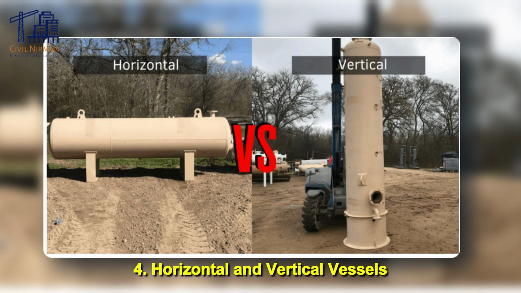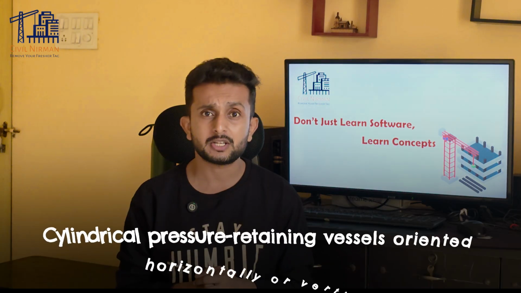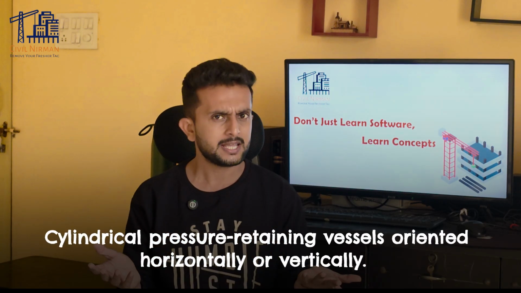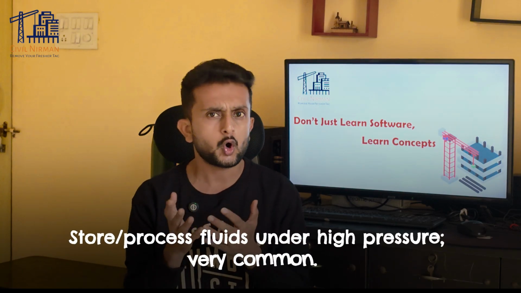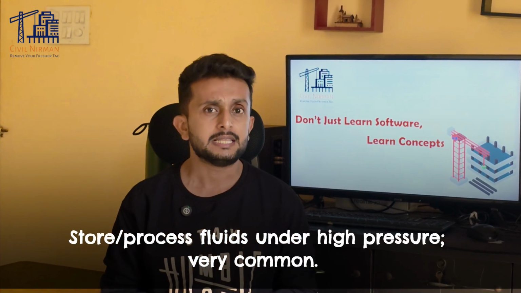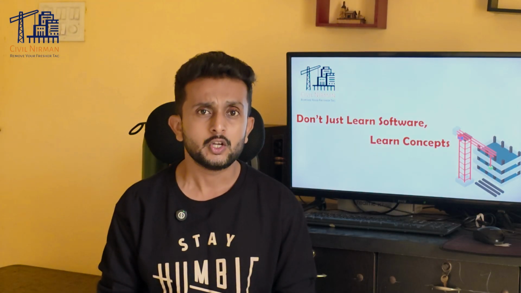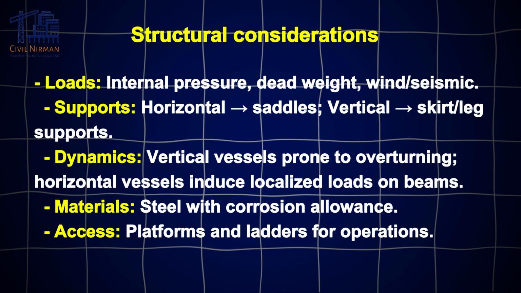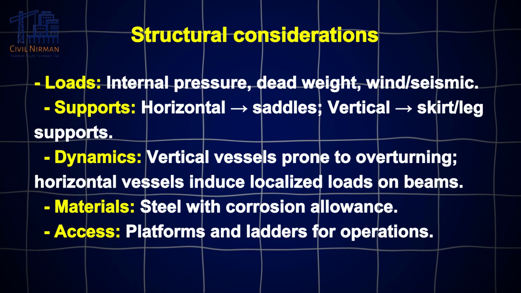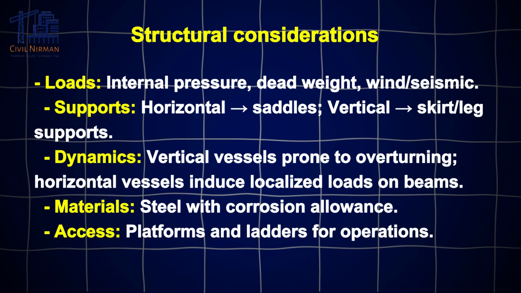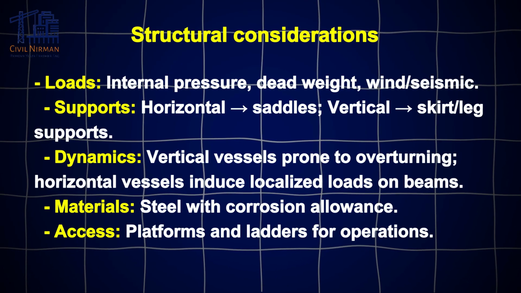Number 4, we have horizontal and vertical vessels. Basically, they are cylindrical pressure retaining vessels oriented horizontally or vertically. Why are they important? See, to store or process fluid under high pressure, they are very common. In terms of structural consideration, you just need to keep in mind the internal pressure, dead weight, wind and seismic loads. Usually they are supported horizontally on saddles, and for the vertical ones they are supported on skirt or leg supports on steel frame.